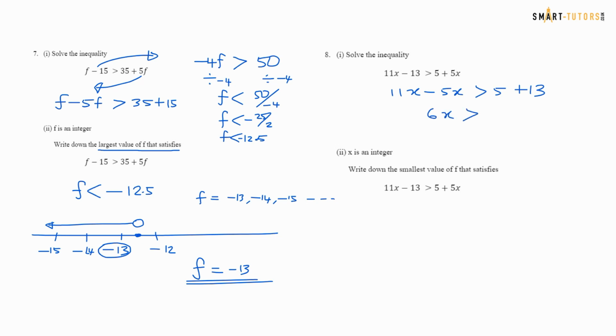6x, if I'm not mistaken, we are correct. 18. So x is greater than 3. That is easy. X is an integer. Write down the smallest value.